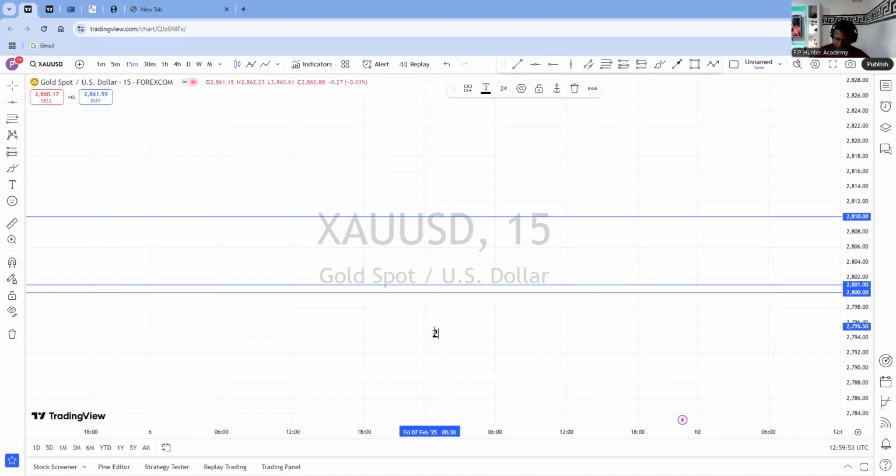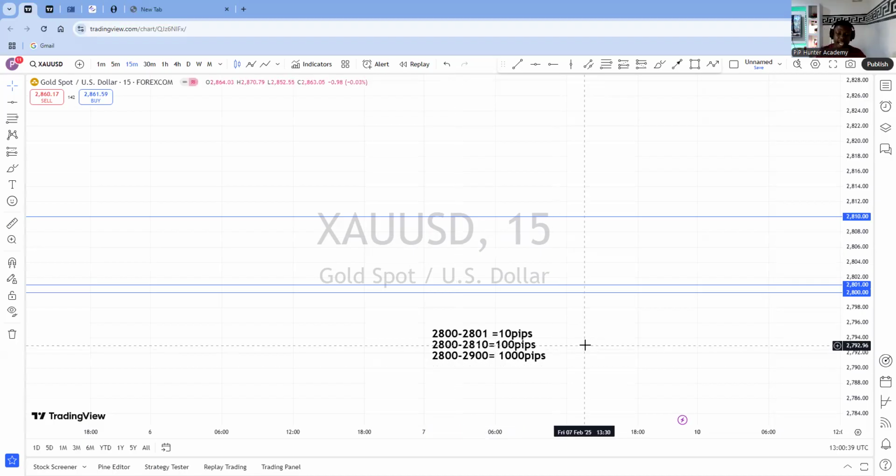So 2800 to 2801 equals 10 pips. 2800 to 2810 equals 100 pips. 2800 to 2900 equals 1,000 pips. Okay, so basically this is how you calculate it.